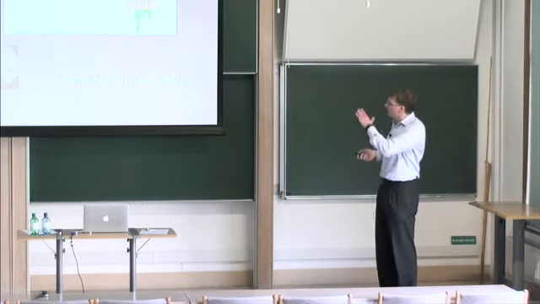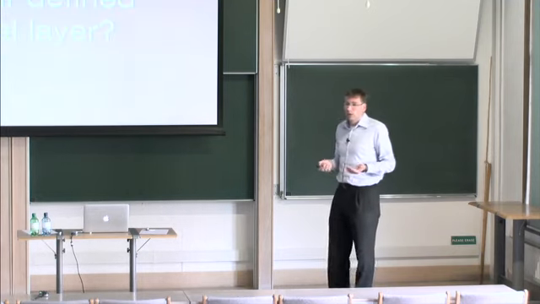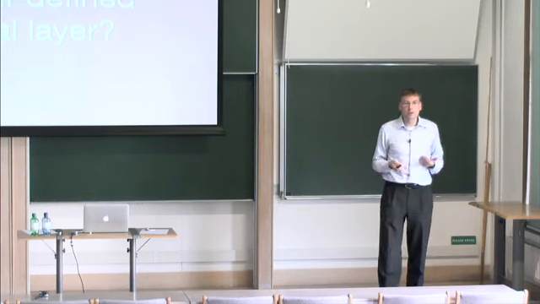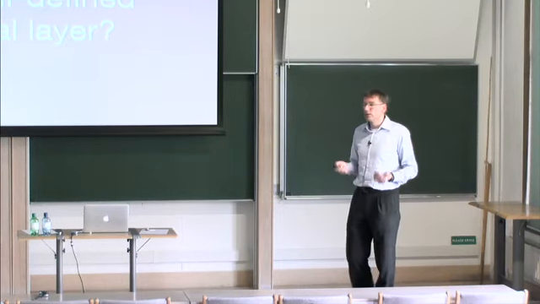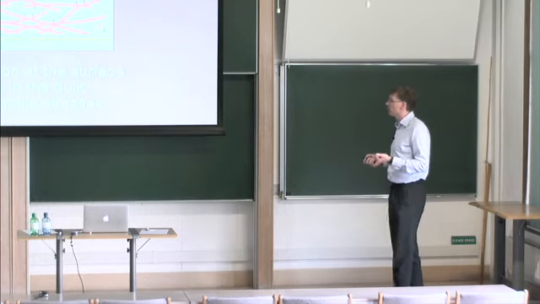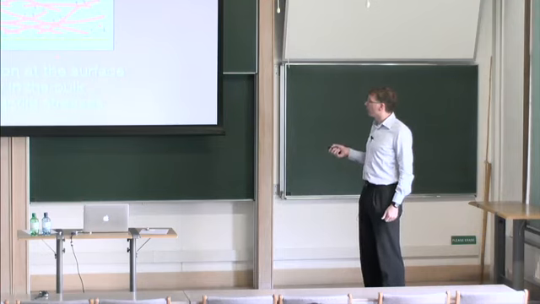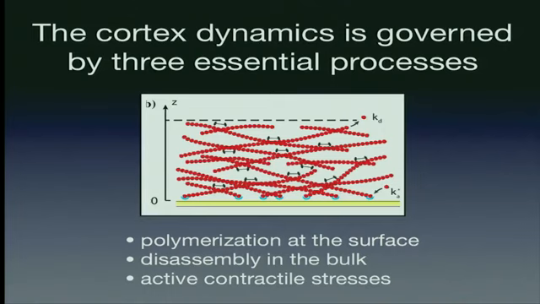And so in light of these findings, in light of this dynamics, we would like to know really what are the processes, what is the mechanism underlying the formation of this active layer of the cortex. Right? So again, to summarize the processes that we think are important, we have polymerization of actin filaments at the surface. So this is like in the case of the cell locomotion, right? So you have these nucleating proteins sitting on the surface. You have disassembly everywhere, so the filaments just disassemble in the bulk.